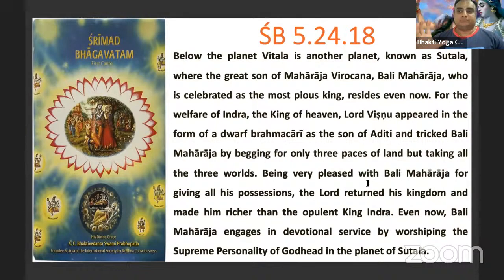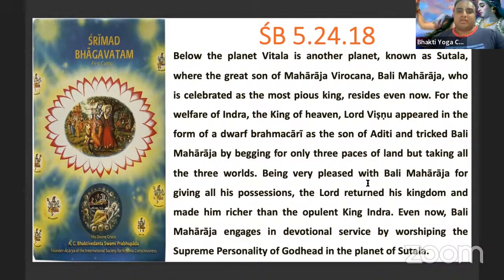So this is the creamiest part of this chapter, because it deals with the bhakti aspect of it. Below the planet Vitala is another planet known as Sutala, where the great son of Maharaj Virochana, Bali Maharaj, resides. Maharaj Virochana is the son of Prahlad Maharaj. So Bali Maharaj, the grandson of Prahlad Maharaj, resides in the Sutala planet.